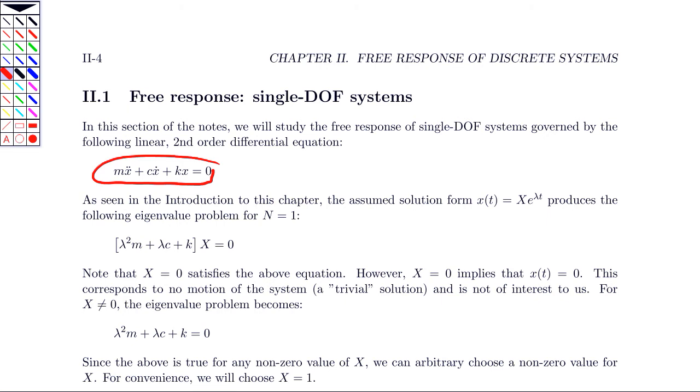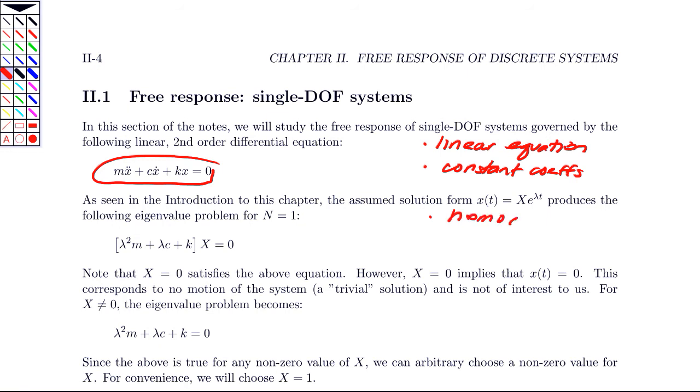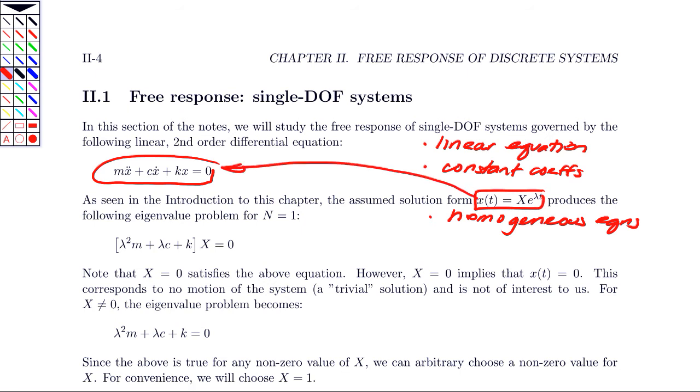The key part of this is that the equations of motion we're going to be solving in this course are linear. They will be equations with constant coefficients. M, C, and K will not be functions of time. And at this stage, we are looking at homogeneous equations, free response, no right-hand side. So with that, the very basic form of the solution of this is an exponential.